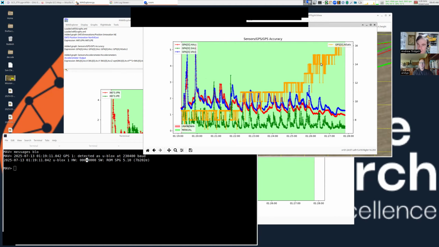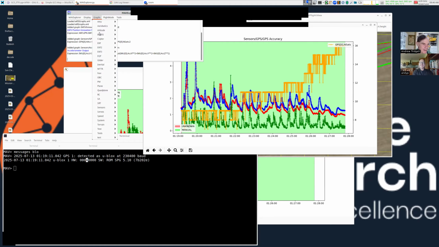Okay, so that's our raw GPS. Now we can have a look at some of the other sensors. The other main sensors are our IMU, our barometer, and our magnetometer. Which one do you want to dive into next, Andy? Oh, probably the IMU, I guess. The IMU. All right, so let's have a look at what's happening in the IMU.